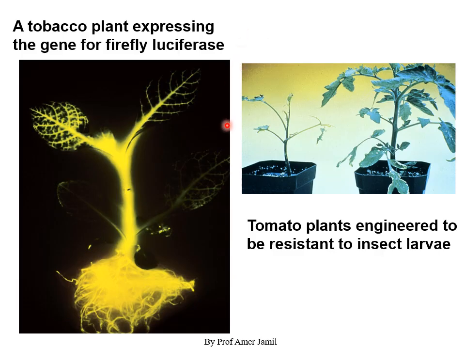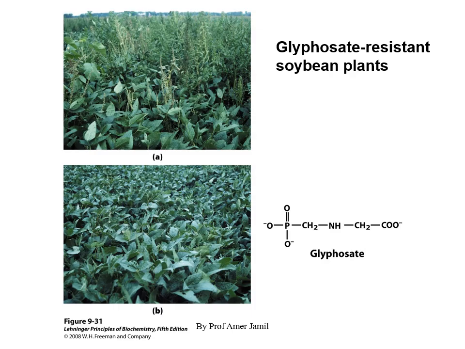Here are very good examples of the transgenic plants. This is a tobacco plant having a gene from firefly, the luciferase gene. This luciferase is a gene in firefly that helps the firefly to glow at night. So if we transfer this gene in plants, you can see this plant is glowing. Similarly, tomato plants engineered to be resistant against insect larvae can be produced by this method. Similarly, glyphosate resistant soybean plants, this is the glyphosate.